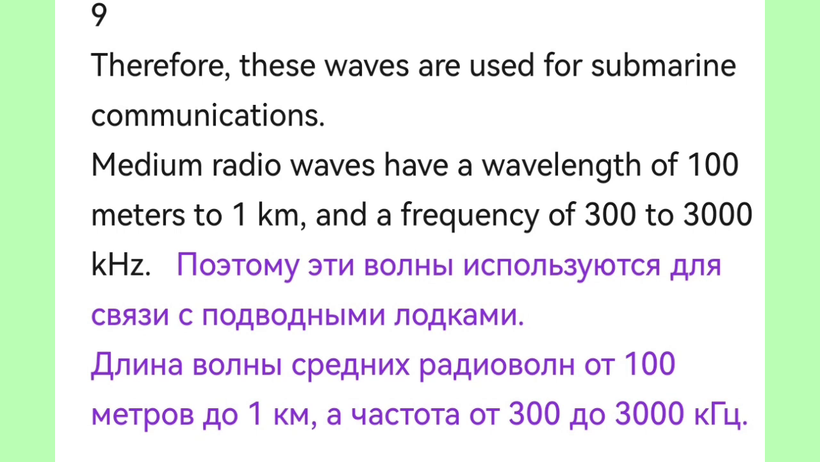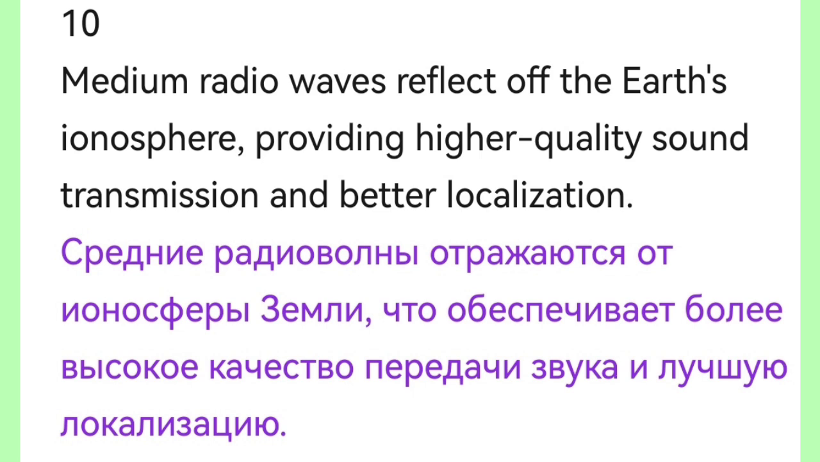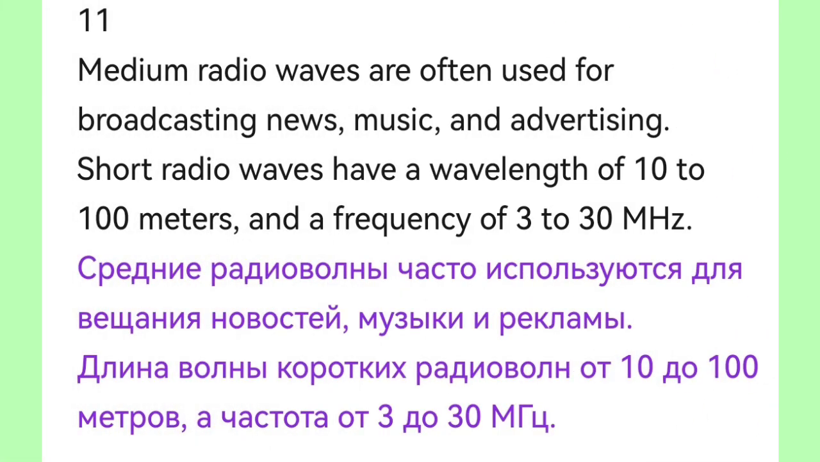Medium radio waves have a wavelength of 100 meters to 1 kilometer, and a frequency of 300 to 3000 kHz. Medium radio waves reflect off the Earth's ionosphere, providing higher quality sound transmission and better localization. Medium radio waves are often used for broadcasting news, music, and advertising.